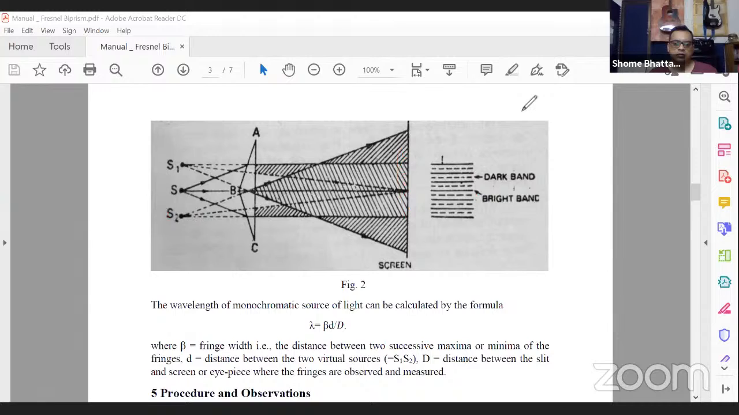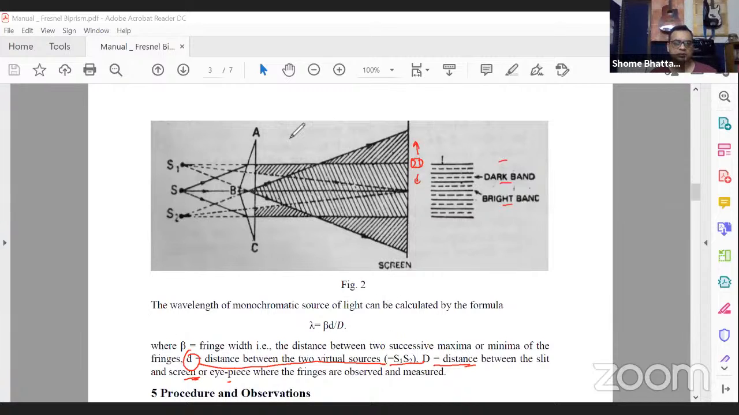Now see, they've given S1, S2. This is the distance between the two virtual sources, small d, and capital D is the distance between the sources and the screen or the eyepiece. You place the eyepiece over here, and as you take the eyepiece up and down, it receives bright light, then dark light, then bright light. So by moving the eyepiece along the screen, you can measure the distance moved as the intensity changes from bright to dark to bright. So you're able to measure the fringe width. That's how beta is measured.